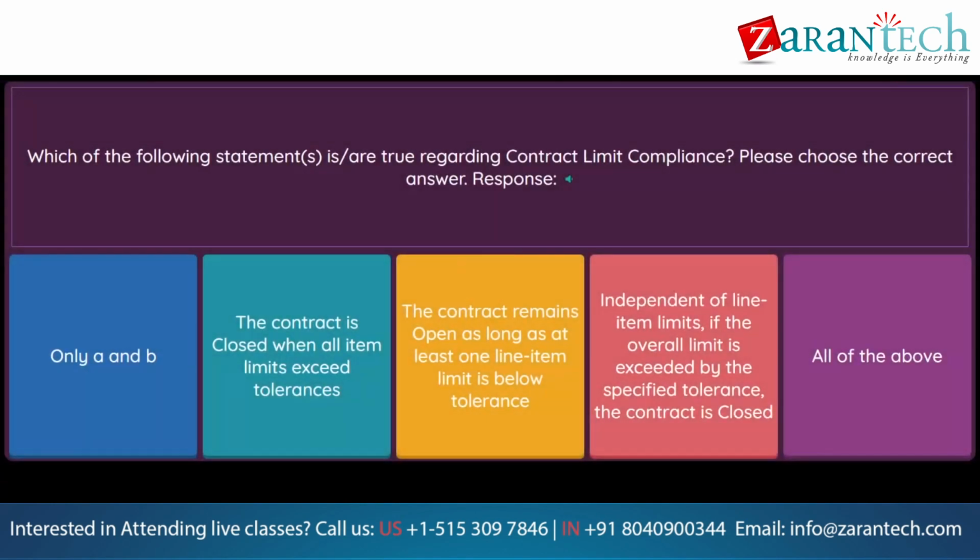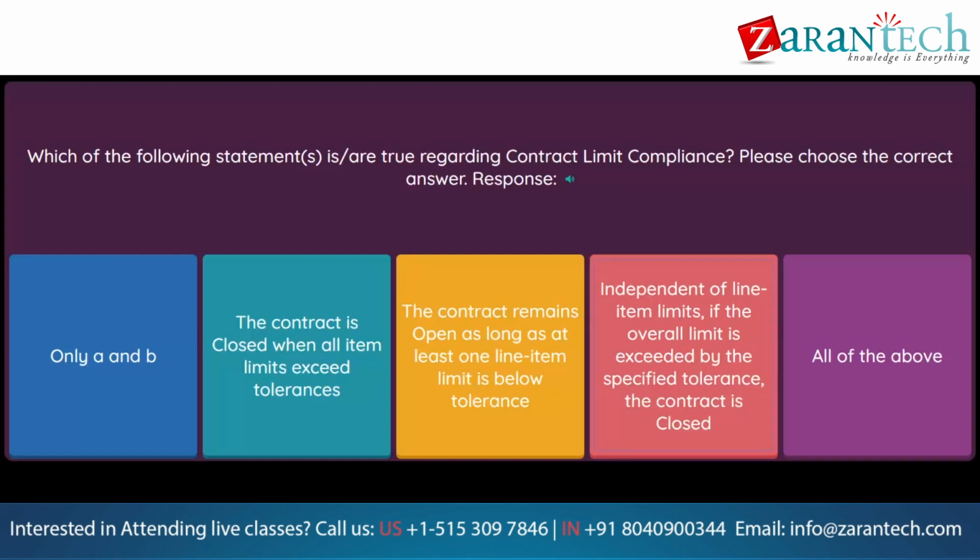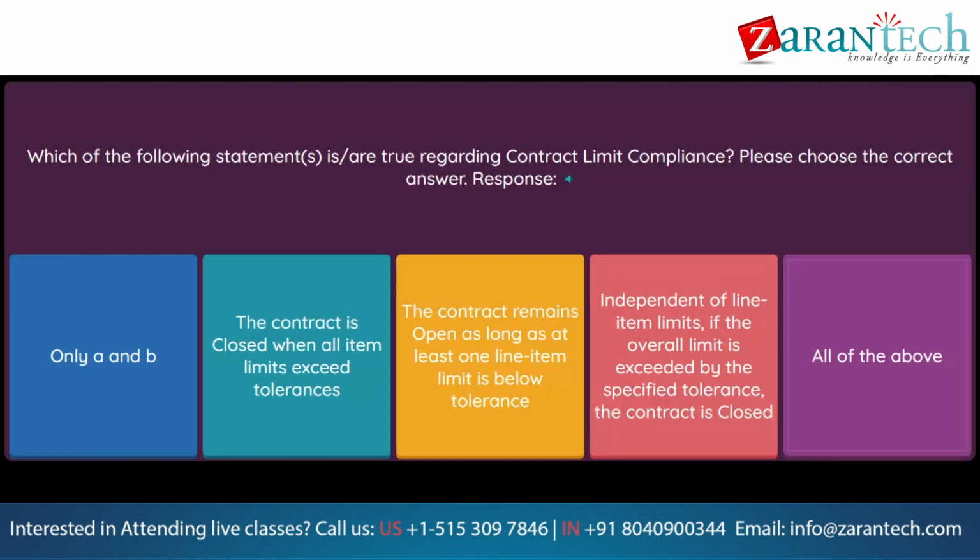Question: which of the following statement, s, is/are true regarding contract limit compliance? Please choose the correct answer. Response: Option 1, only A and B. Option 2, the contract is closed when all item limits exceed tolerances. Option 3, the contract remains open as long as at least one line item limit is below tolerance. Option 4, independent of line item limits, if the overall limit is exceeded by the specified tolerance, the contract is closed. Option 5, all of the above.